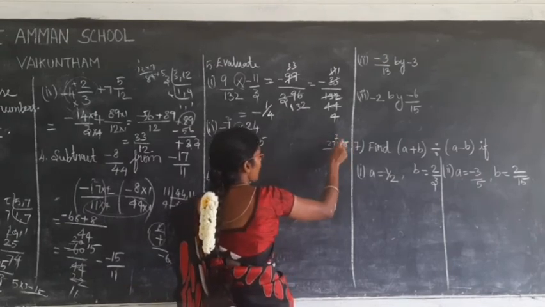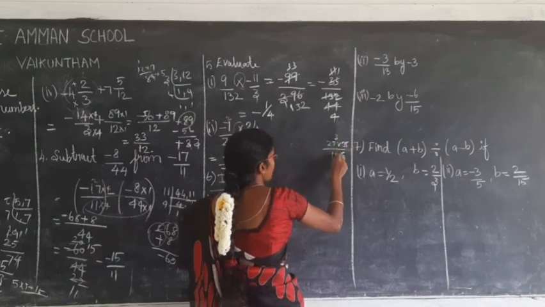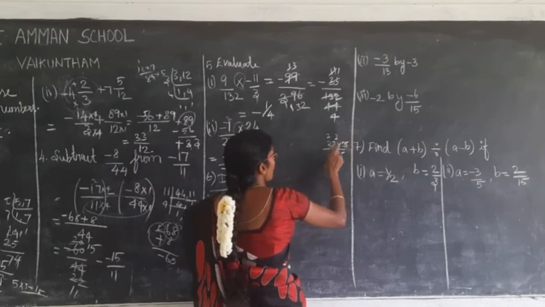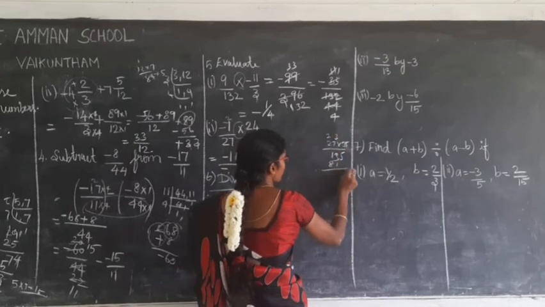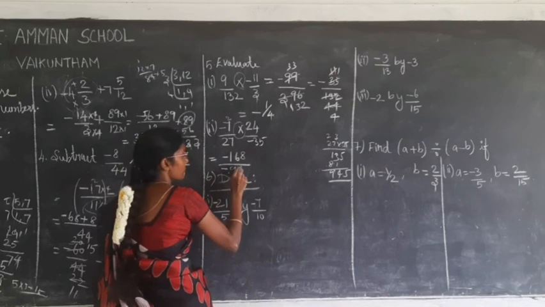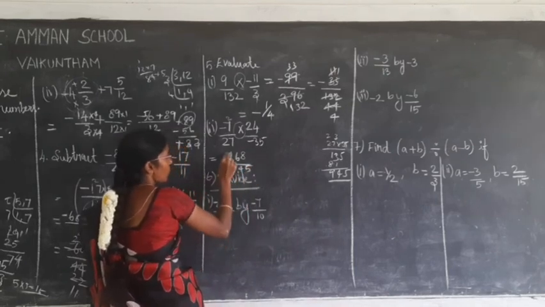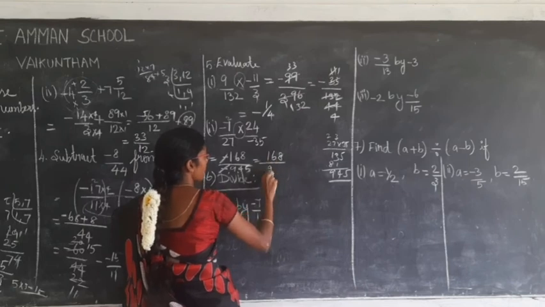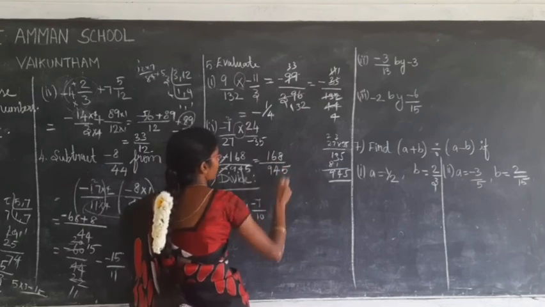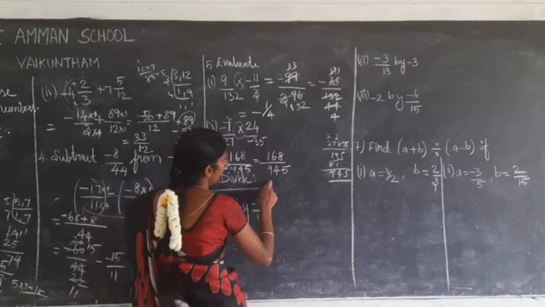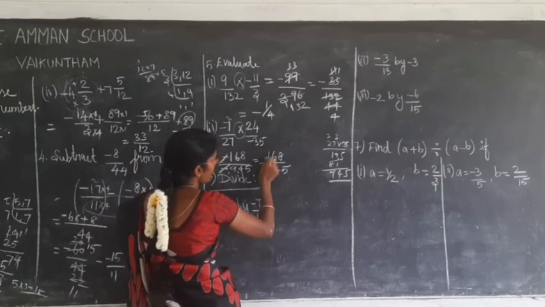Balance 3. 7 2s are 14. 7 3s are 21. So 3 2s are 6. 7 8. 9 45. So minus minus cancel. 168 divided by 945. Okay. So can you divide by the third table?